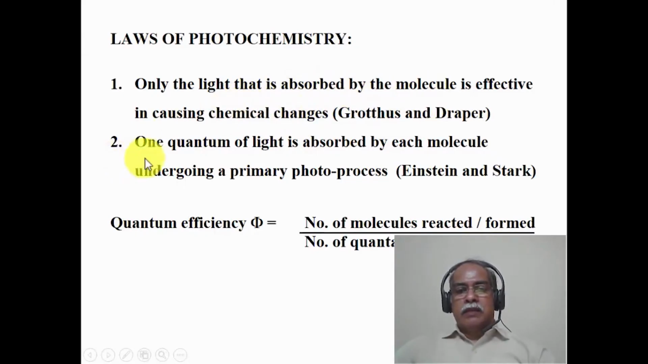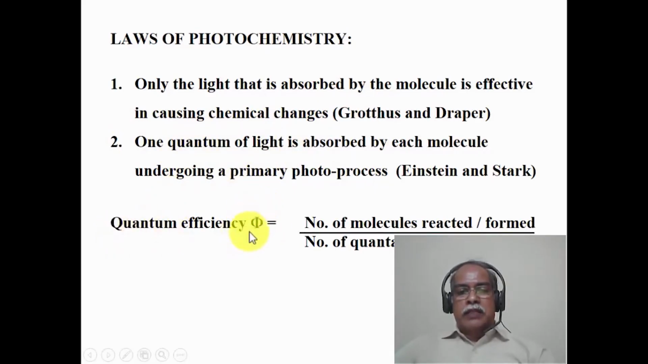Now, the second law was proposed by Einstein and Stark. One quantum of light is absorbed by each molecule undergoing a primary photochemical process. In other words, in order to produce an excited state, at least one photon has to be absorbed. One quantum of light has to be absorbed. So as a corollary of this law, one can state what is quantum efficiency.